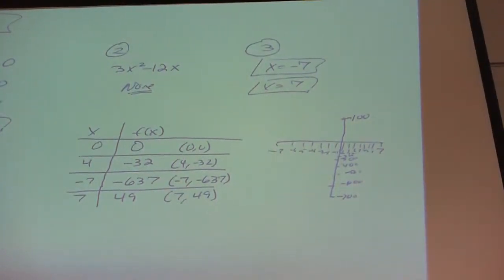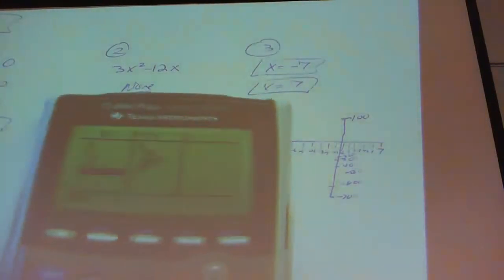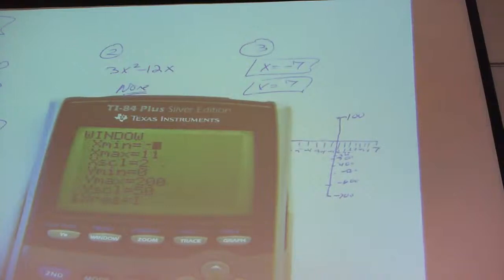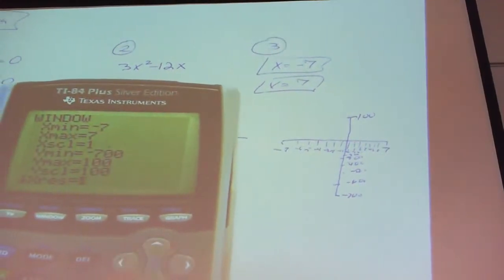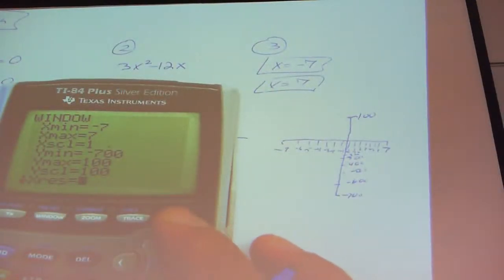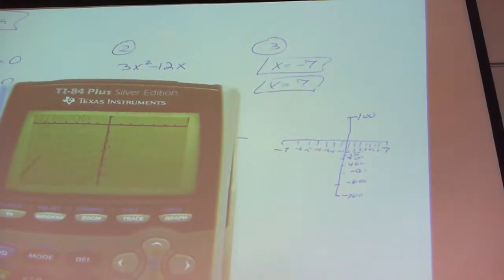And my y's require me to go down to negative 700 and up to 100. So when I go to window, my window is going to be negative 7 to 7, counting by ones, negative 700 to 100, counting by hundreds. When I hit graph of the original, that's what it looks like.